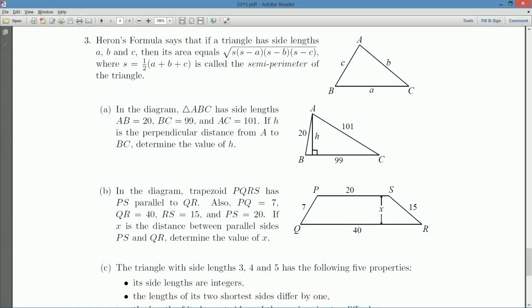And I think that's because 20, 99, and 101 actually are a Pythagorean triple. So AB happens to be a perpendicular. It's not shown in the diagram properly, and it's very confusing. So I wonder if they knew that when they set it up, or they just picked these numbers because Heron's formula gave you a nice answer.